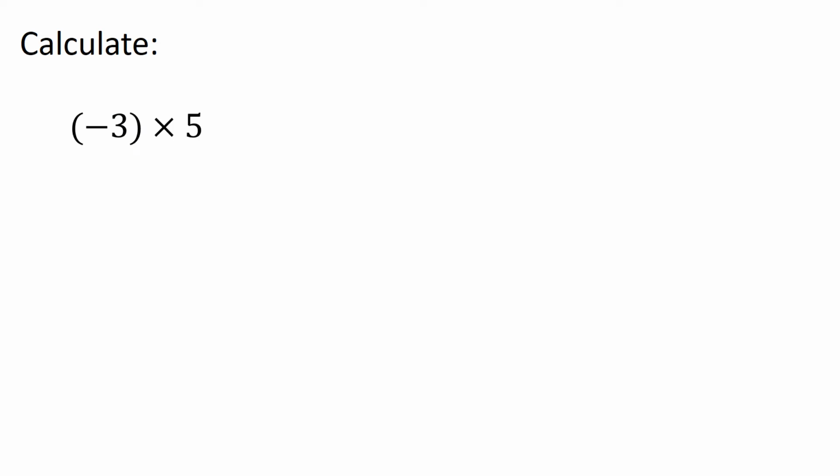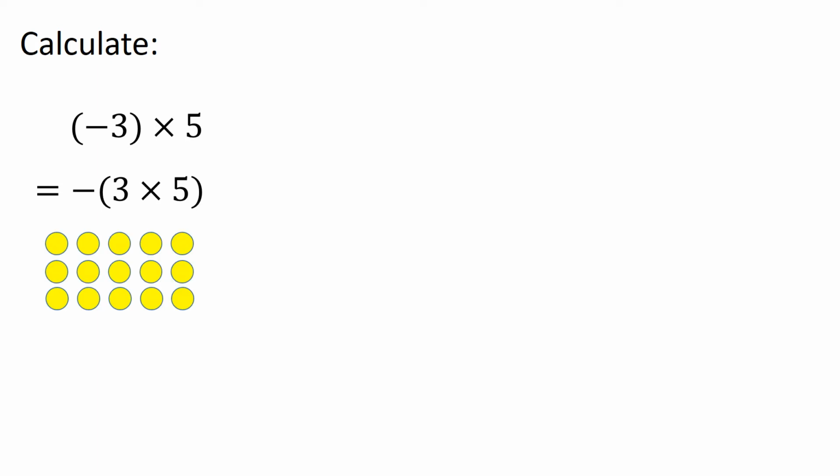So let's have a look at a few examples together. Calculate -3 times 5. So that's the same as 3 times 5 flipped. Well, 3 groups of 5 would look like that. So the negative of, or that group flipped, would be -15.